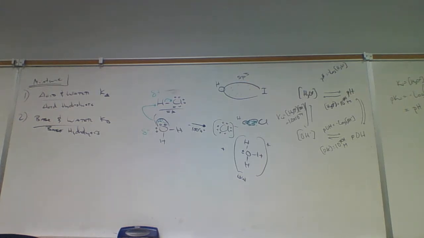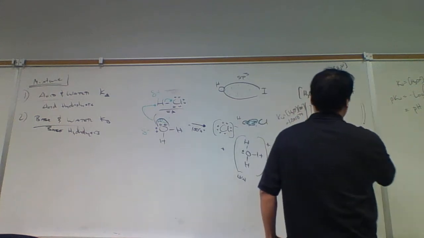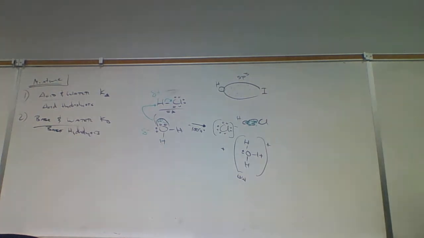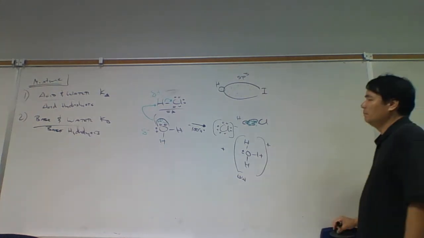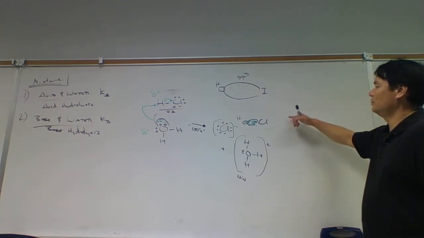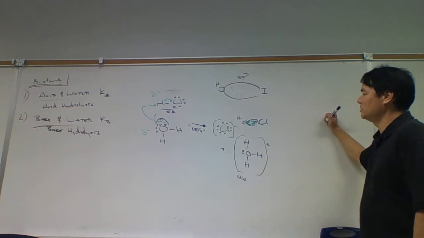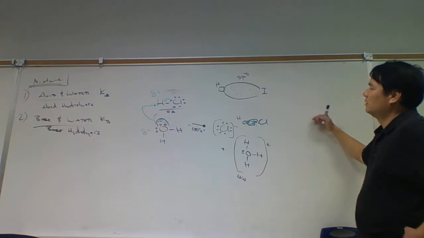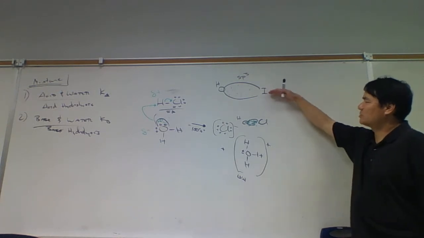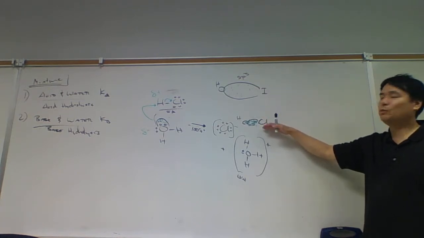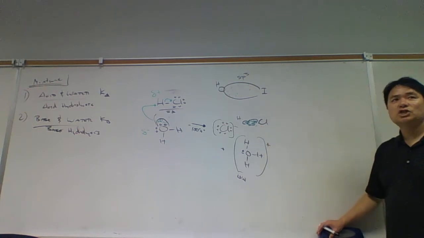Now, if we have a weak acid, it's a different story. So let's take a weaker acid. What should be a weaker acid than HCl? Well, it would go in this series. HI would be the strongest, followed by HBr, followed by HCl. HCl would be weaker because it's got a stronger bond. HF should be weaker.